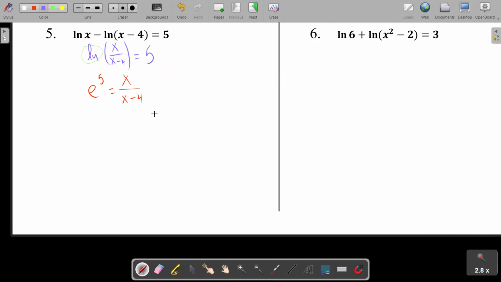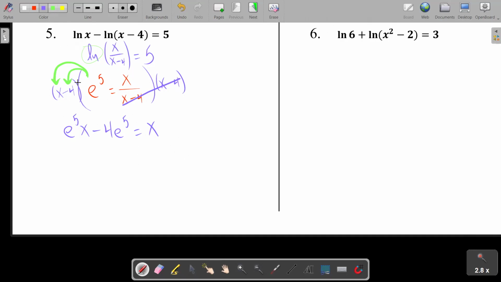And again, just like a couple problems ago, when you see a fraction, you get rid of the fraction. So we're going to multiply by x minus 4 on both sides. And we're going to cancel those out. Our left side, don't forget that you have to distribute like that. So our left side winds up saying e to the 5th x minus 4 e to the 5th. And then the right side is just the x because we pulled the bottom out.